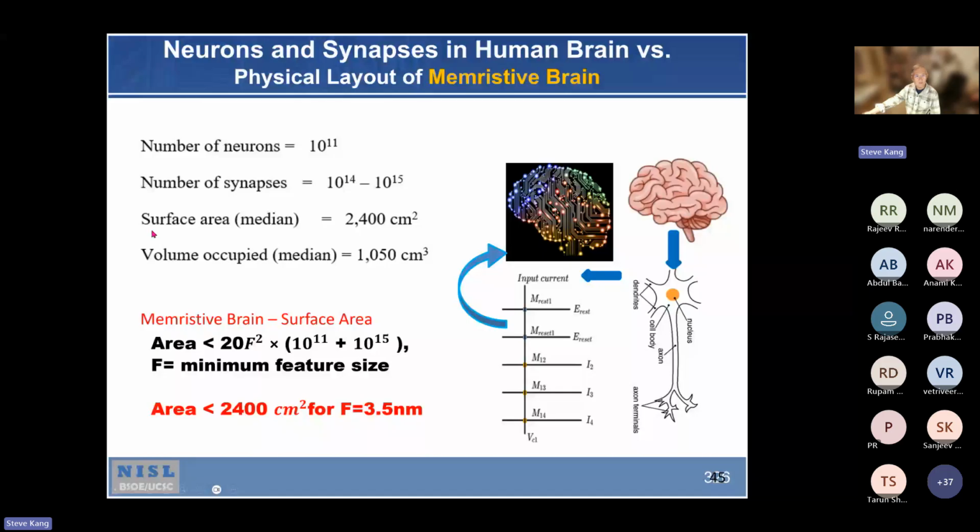The surface area of the median human brain is 2,400 square centimeters. It's like a handkerchief, when you unfold it, that size. The volume is 1,000 cubic centimeters. So that's the brain. Can you come up with an artificial memristor network of the size of a brain? If we have this neuronal circuit, as we indicated, using memristor neuron and memristor synapse, we can come up with one column to realize all this with a fan out of 3.